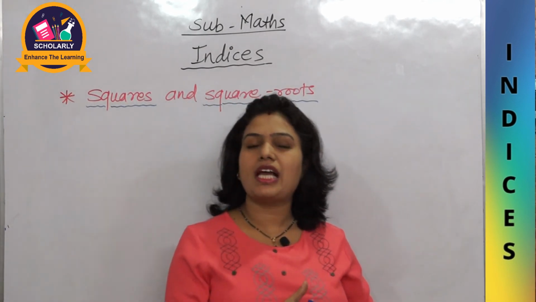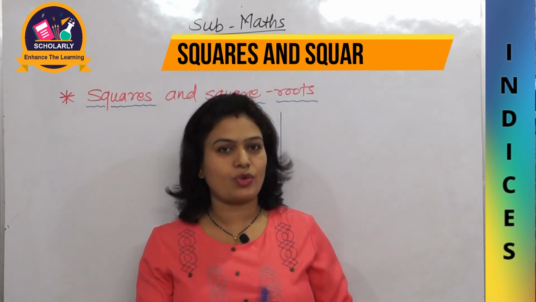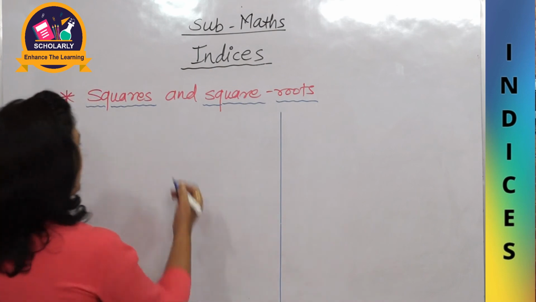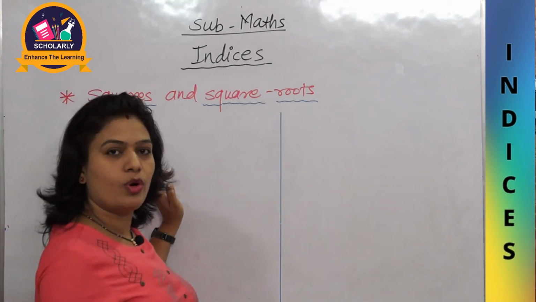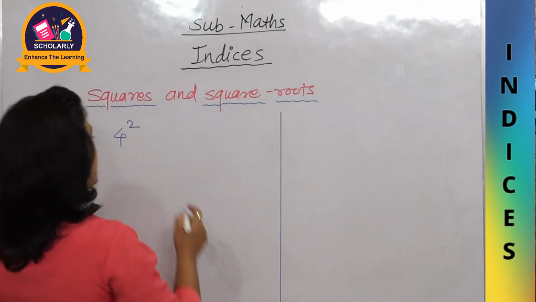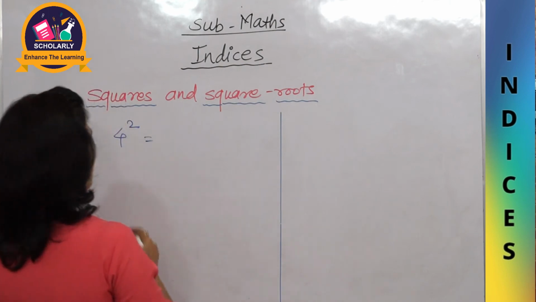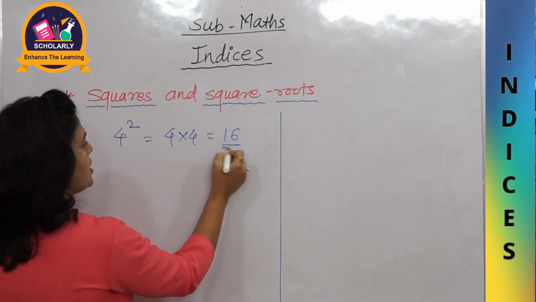Now friends, the last but the most important part of this topic is squares and square roots. I just told you what squares are. Whenever we write a number like 4 raised to 2, the second power of 4, we can also read it as 4 square. 4 square, 4 into 4, 4 4s are 16.